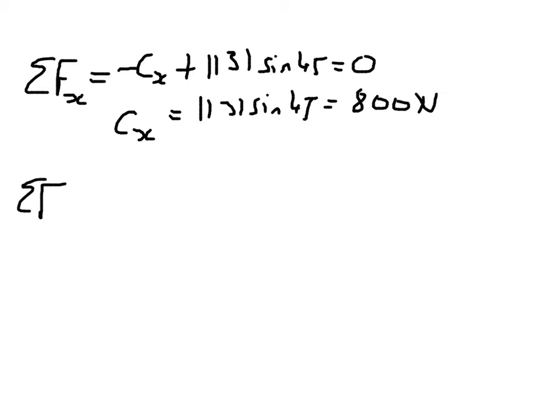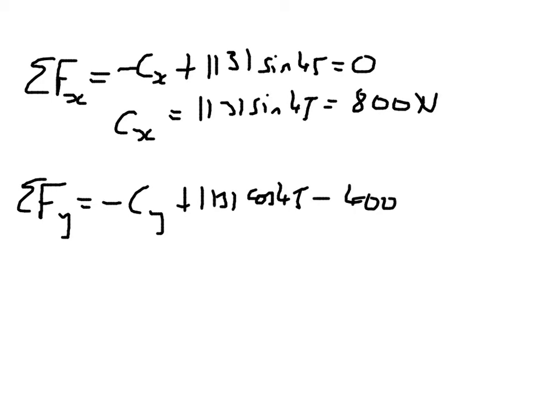Similarly, forces in the Y direction, we're going to have minus CY plus 1131 cos 45 minus 400. You don't have to do anything with that moment because it's a turning effect. It doesn't give you a force in either direction, so you don't need that. And we can rearrange them because CY is equal to 400 newtons. So that's a relatively simple example.